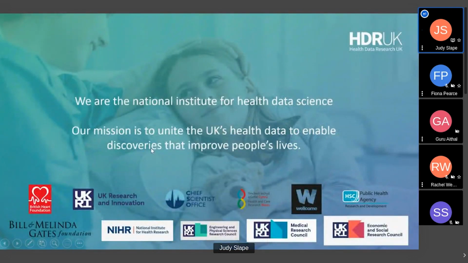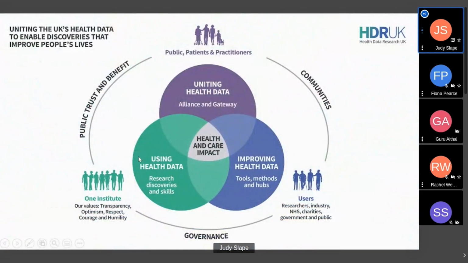Health Data Research UK is the National Institute for Health Data Science, and our mission is to unite the UK's health data to enable discoveries that ultimately improve people's lives. To unite the UK's health data, we must include the public, patients, and practitioners in everything that we do.